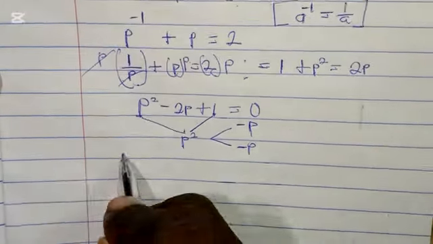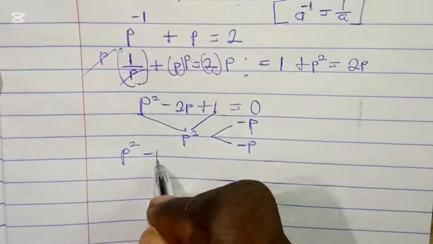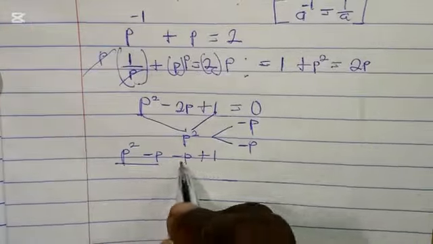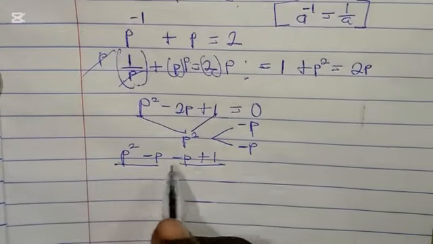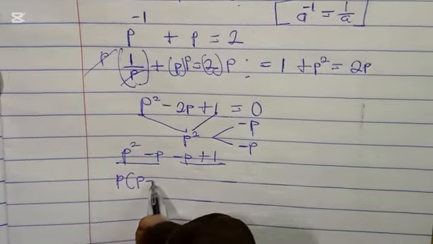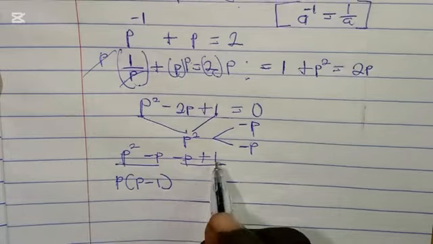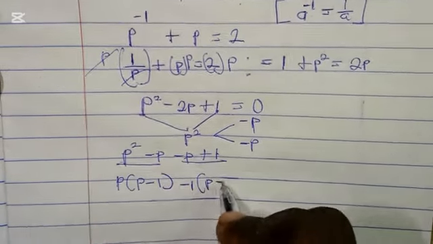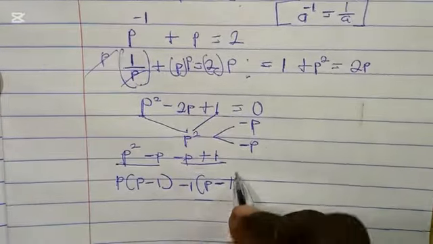So let's substitute it here. We have p squared minus p minus p plus 1. Group it and factor out the common terms. What's common here? We have p. Therefore, we'll be left with p minus 1 in the bracket. Common here is just 1, and we'll be left with p minus 1.